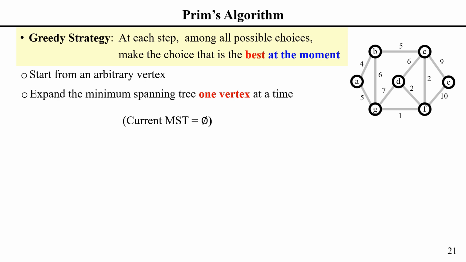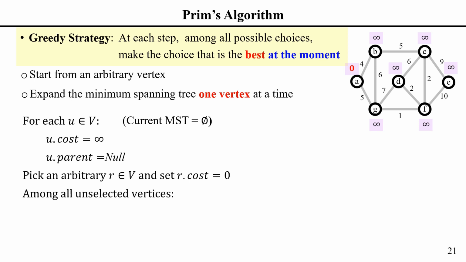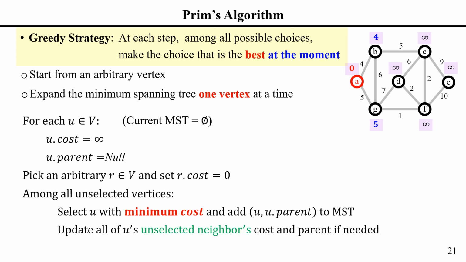Now let's review the whole process. Initially, the current minimum spanning tree is empty, and each vertex has a cost of infinity and a parent of null, because none of them is reachable from the current minimum spanning tree yet. Next, we pick an arbitrary vertex and set its cost to 0. This serves as a starting point of the current minimum spanning tree. Then we expand the current minimum spanning tree one vertex at a time through a loop. In each iteration of the loop, we expand the current minimum spanning tree to the vertex with the minimum cost to include. And we update the cost and parents of its neighbors if needed. When the loop terminates, we have a complete minimum spanning tree.